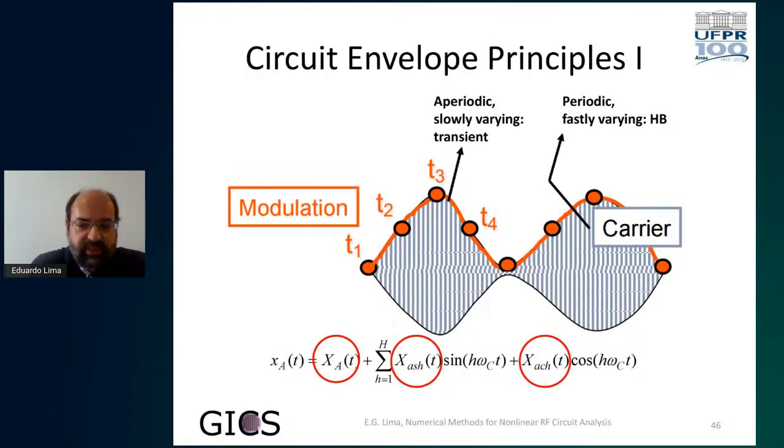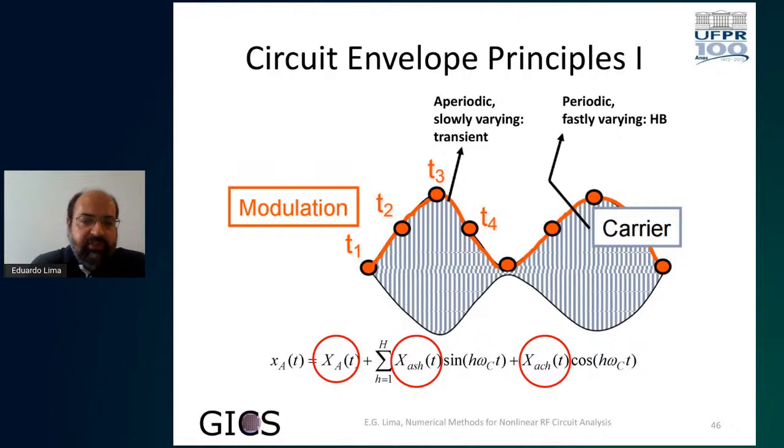In this slide, a typical waveform of a voltage or current in envelope analysis is shown. In particular, we have a fast varying periodic carrier modulated by a slowly varying non-periodic envelope. The circuit envelope combines a transient analysis for the non-periodic slowly varying signal and a harmonic balance for the periodic fast varying carrier.